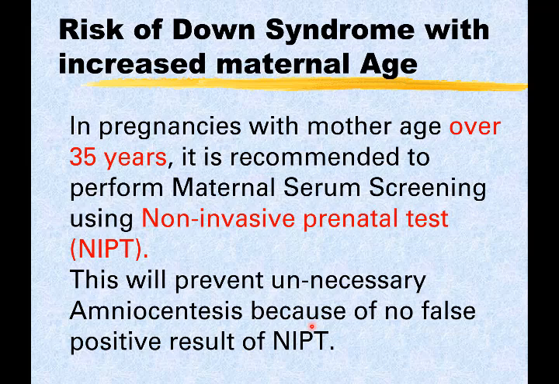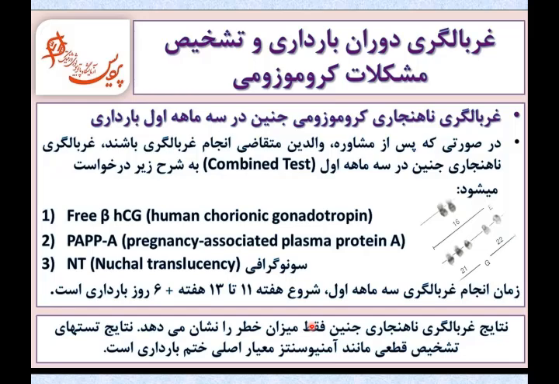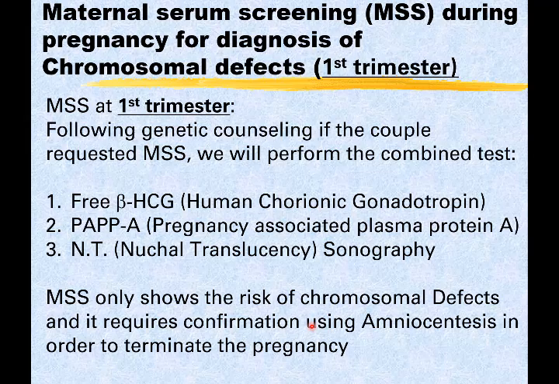So, regarding the risk of Down syndrome with increased maternal age, in pregnancies with mother age over 35, it is recommended to perform maternal serum screening using non-invasive prenatal test, NIPT. This will prevent unnecessary amniocentesis because of no false positive result of NIPT. I translated some of these Persian slides, and this is the translation.